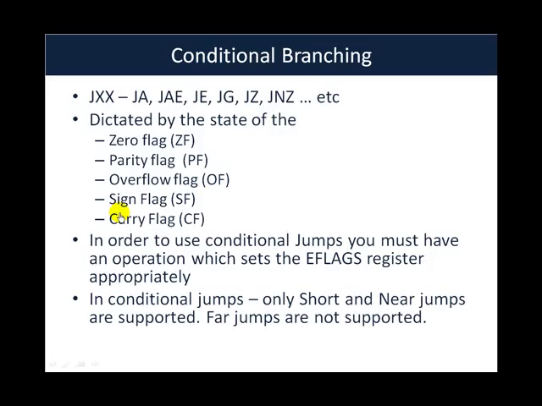Now, a programmer could use these flags in order to infer what happened in the previous instruction and then go ahead and take a decision and conditionally branch out or jump to a separate instruction. So conditional branching is very, very important in programming simply because this is what typically allows programs to take decisions based on various events which are happening. A point I'd like you to note is that conditional jumps only support the short and near jumps. Far jumps are not supported.